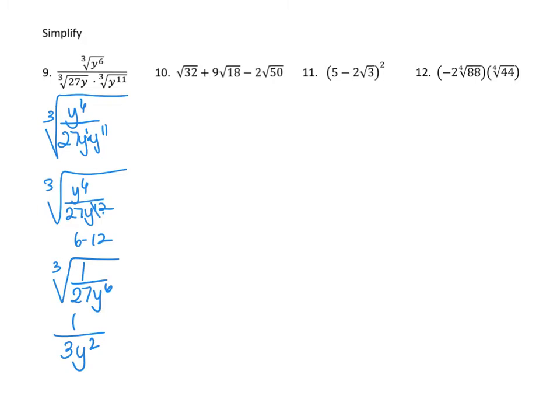Cube root of 27 is 3. Cube root of y to the 6th is y squared. Number 10, let's simplify each of the square roots and then we'll add up what we can.